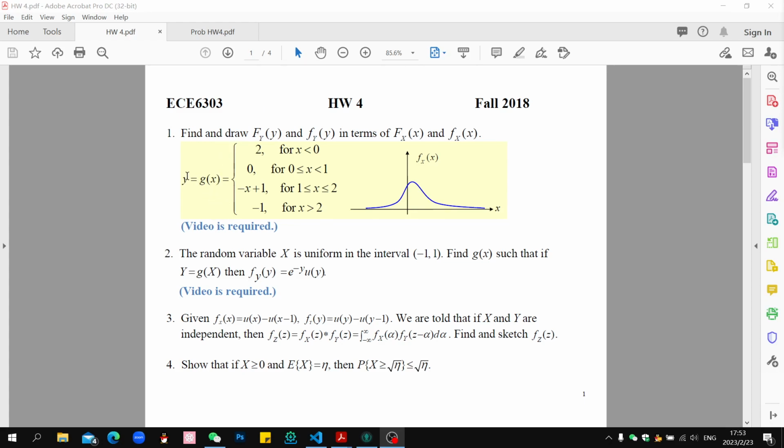Here y equals g(x) is given. For x smaller than 0, y is 2. For x between 0 and 1, y is 0. For x between 1 and 2, y is minus x plus 1. And for x larger than 2, y is minus 1.